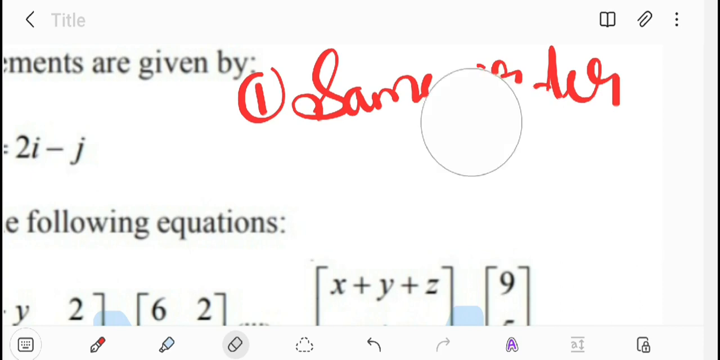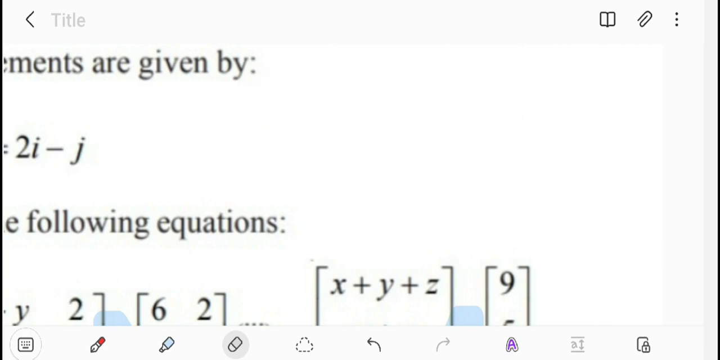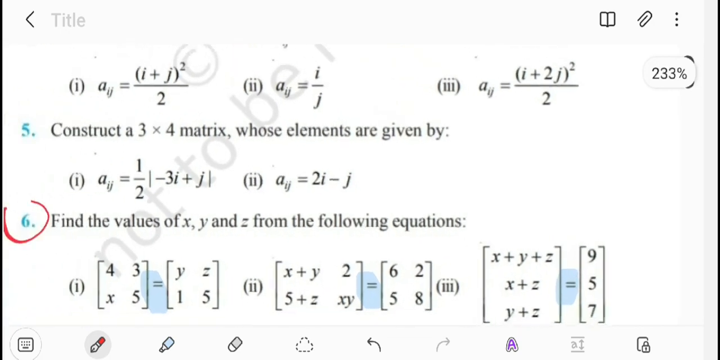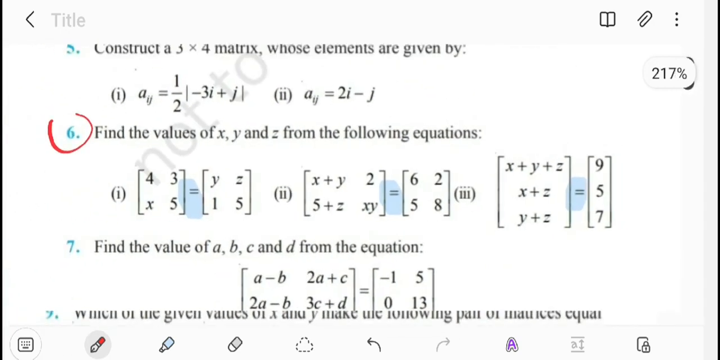So let's discuss this question. In this question we are given that the two matrices are equal. Now since they are equal, what do we know about this? We know that the two matrices have the same order, which is very evident here also. The other thing we know about equality is that the two matrices will have the same entry in the corresponding position. So let's discuss part 3, and the remaining two parts you can do by yourself.